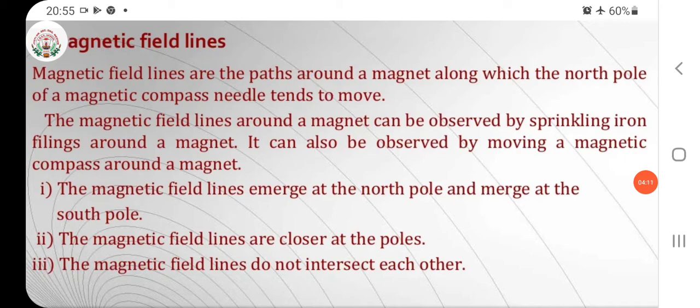The magnetic field lines around a magnet can be observed by sprinkling iron filings around a magnet. One activity is given in your textbook related to this topic. Just go through that one. It can also be observed by moving a magnetic compass around a magnet.